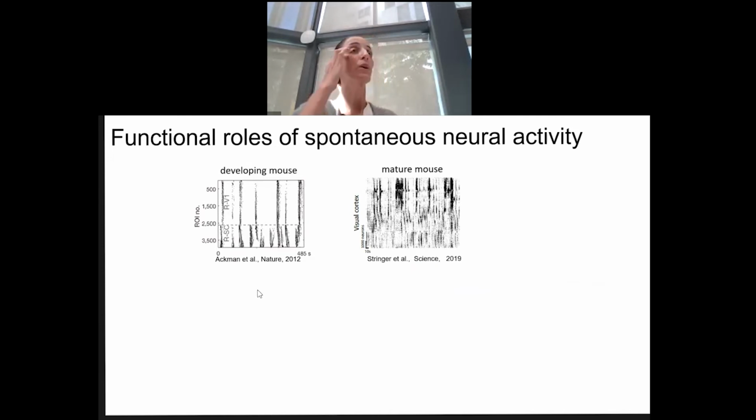And as you can see, what's very typical of it is that the activity is very synchronous. That's why people tend to think that it's low dimensional and perhaps doesn't hold a lot of information. Whereas if you look at neural activity in the mature animal, it has a higher dimension, and it suggests that it might be holding some information, or some more information, relative to the young animal.